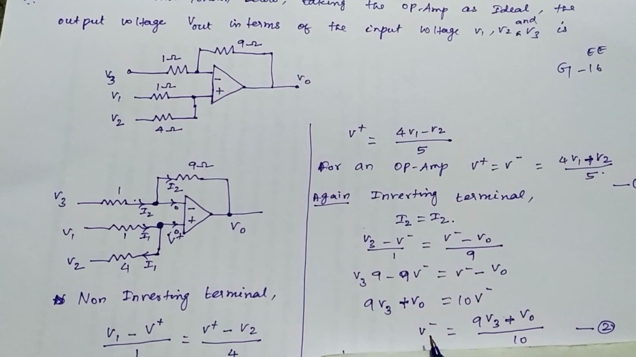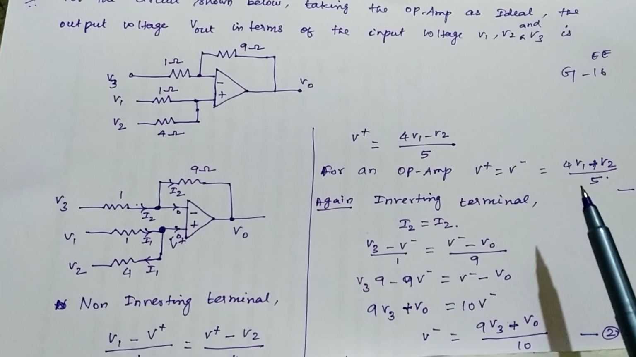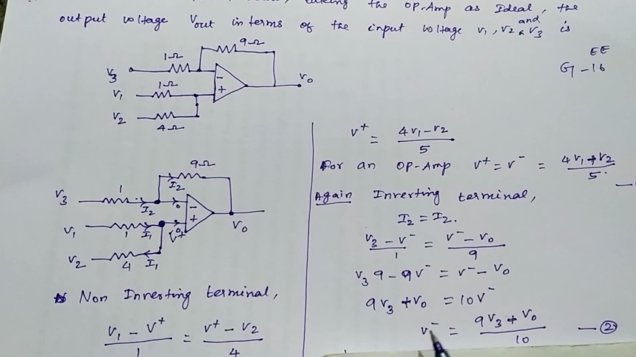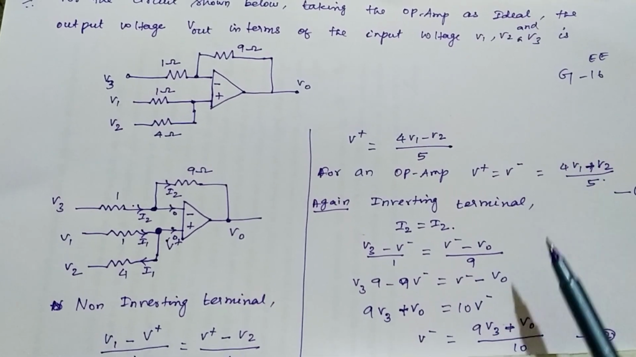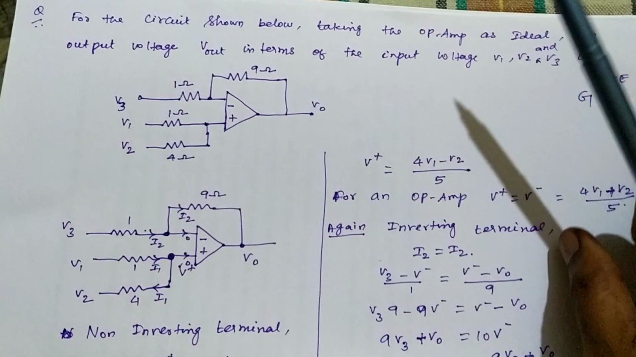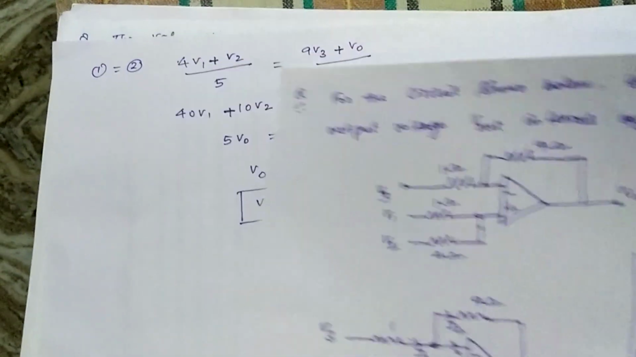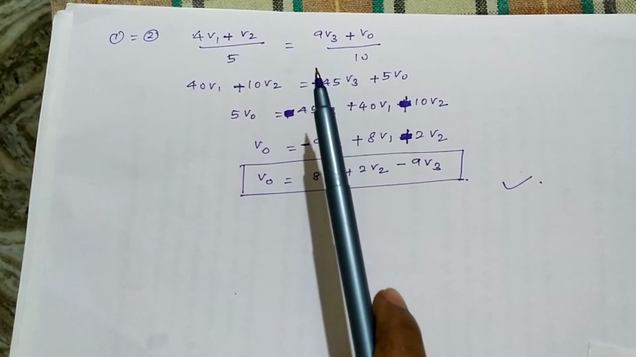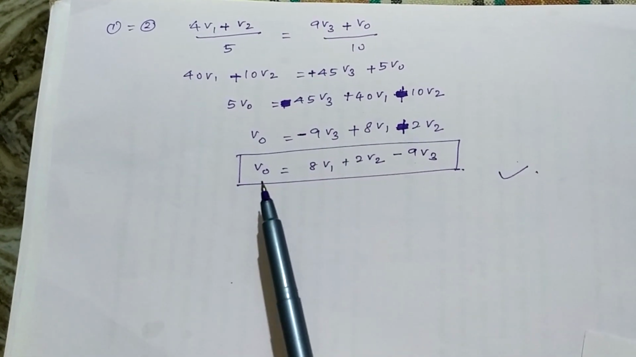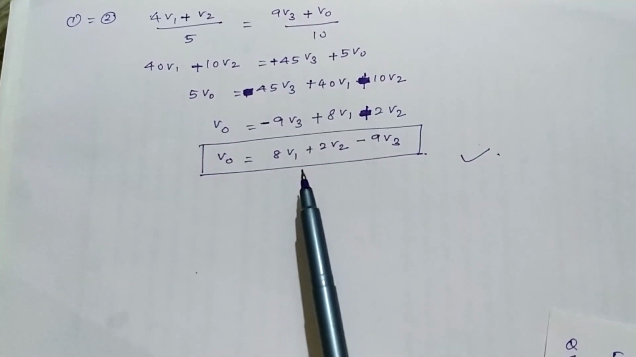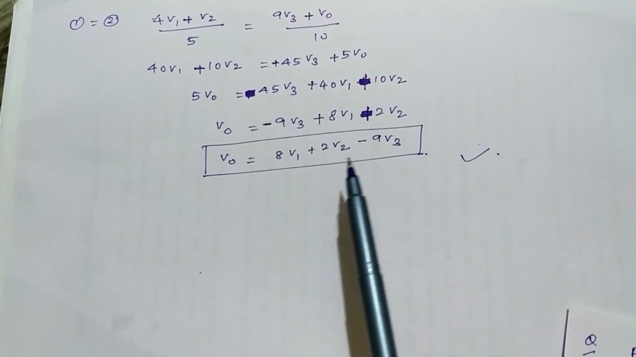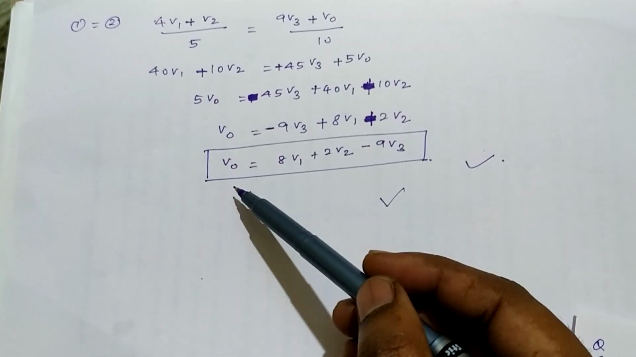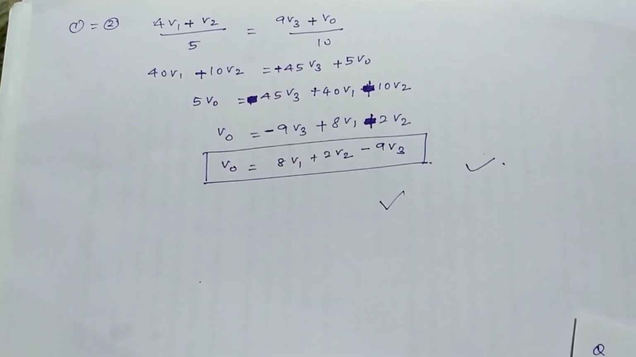This inverting voltage and this inverting voltage are equal, both are V minus. So equate both of these. When we equate both and gradually simplify, we have the answer for the output voltage in terms of input voltages V1, V2 and V3. So this is the question they were asking: what is the output voltage in terms of V1, V2 and V3.